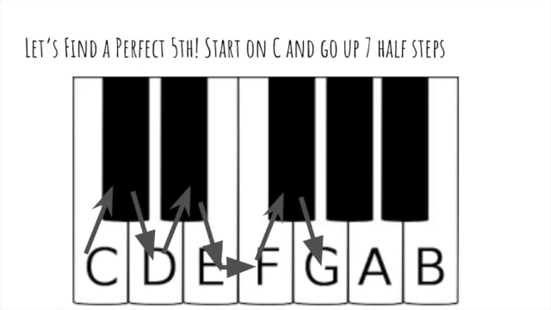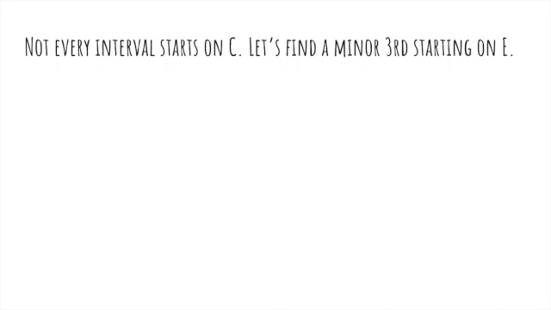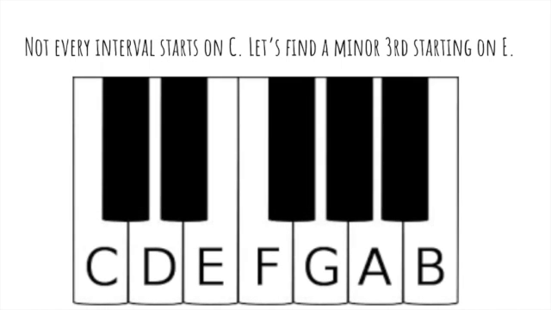We'll do one more, and this time we're not going to start on C because not every interval starts there. C is not the only place where you can have an interval. So we're going to find a minor third starting on the key of E. So minor thirds have 3 half steps. Again, E and F do not have a key in between them, so it is just a direct 1 over. Up to F sharp from F is 2, and then down to G is 3.